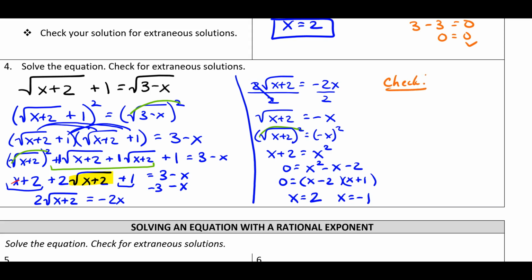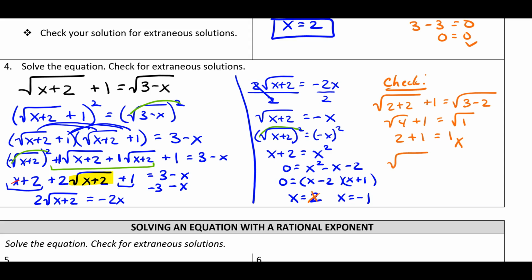Alright, so again we've got to plug this back into the original. So the square root of 2 plus 2 plus 1, is that equivalent to 3 minus 2? So the square root of 4 plus 1, is it the same thing as the square root of 1? So is 2 plus 1 equal to 1? Nope. So that means 2 is a no-go.